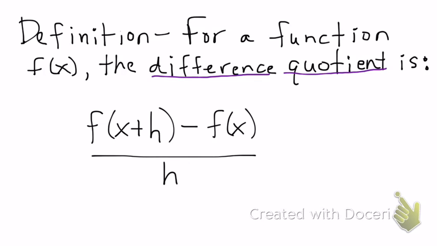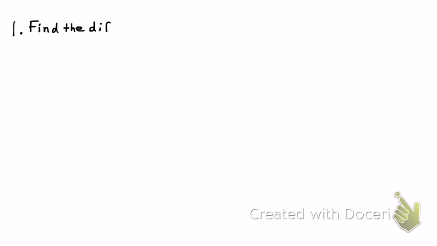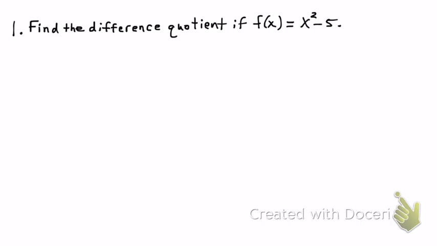And in this video, I won't be discussing where that comes from. We're just going to see how we can simplify this expression. So let's go ahead and do that. We'll do two examples. Number one, find the difference quotient if f of x equals x squared minus 5. So first of all, the difference quotient is that.